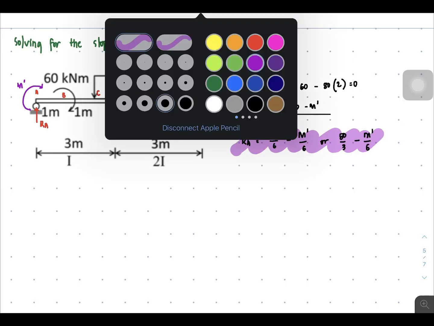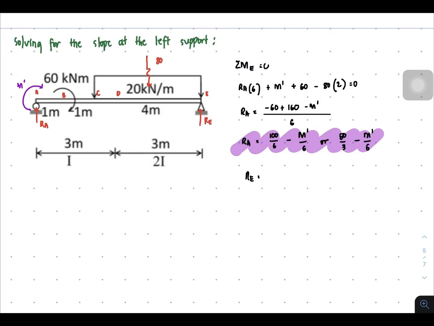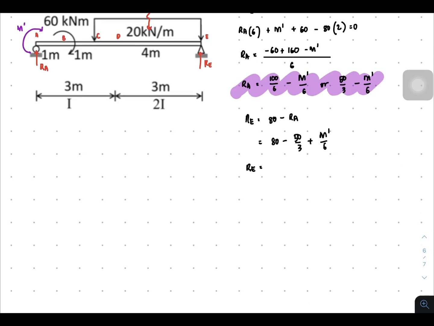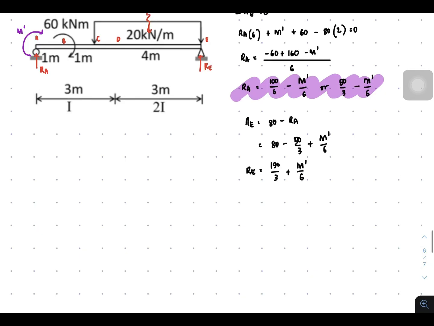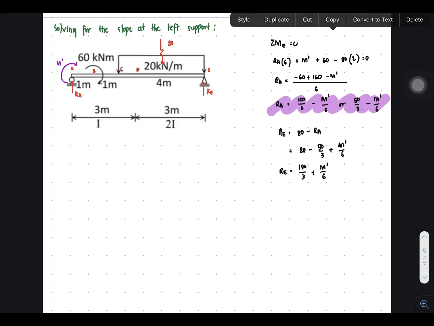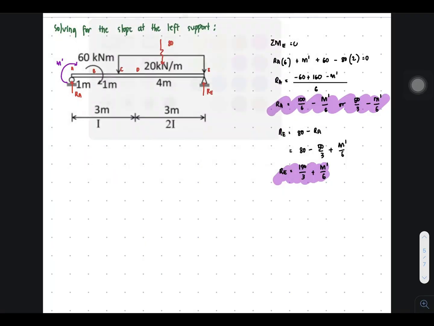So this is our reaction, and we will be solving for RE, which is 80 minus RA. So that would be 80 minus 50 over 3 plus M prime over 6. So RE now is 190 over 3 plus M prime over 6. And let's move it to the right side. So this is our reaction. Let us proceed to the segment.